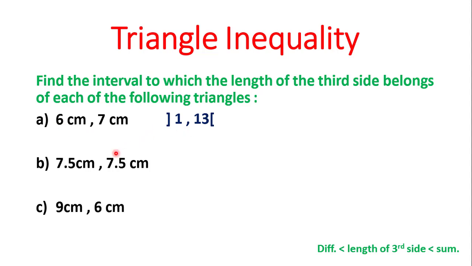By the same way, here it should be greater than 0 and less than 15, because 7.5 plus 7.5 is 15. This is the summation, and the difference is 7.5 minus 7.5 is 0. You can do the last one. It's very easy. The difference here is 3, and so the summation is 15, so also the open interval from 3 to 15. Okay, that's all about our session today.